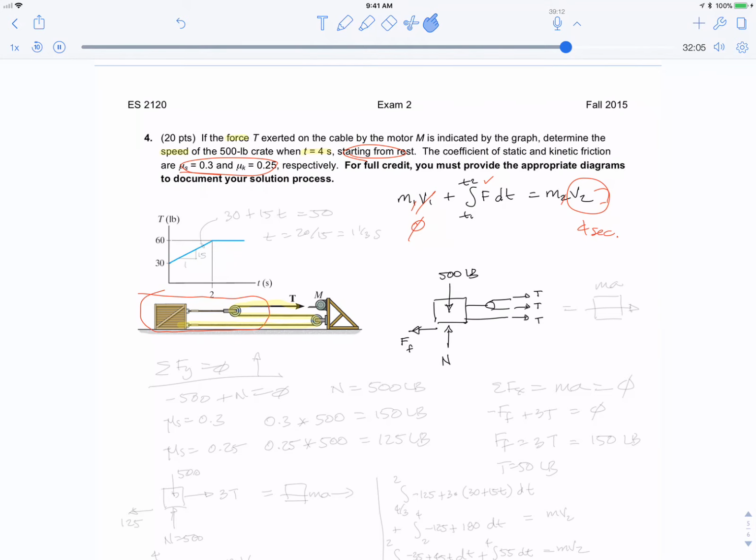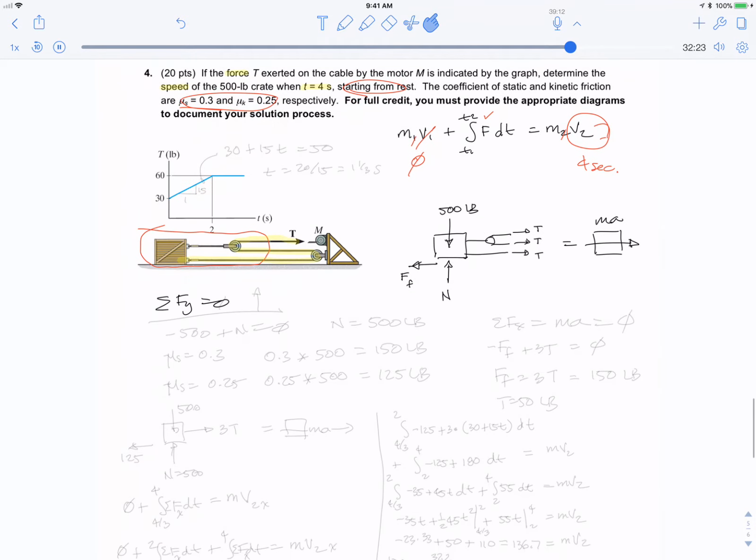So at first, when the force is low, it won't be. Okay, so let's do this. So sum F equals ma. We'll do sum Fy equals 0 in the up direction. So we've got minus 500 plus N equals 0. So the normal force is equal to the weight, 500 pounds.